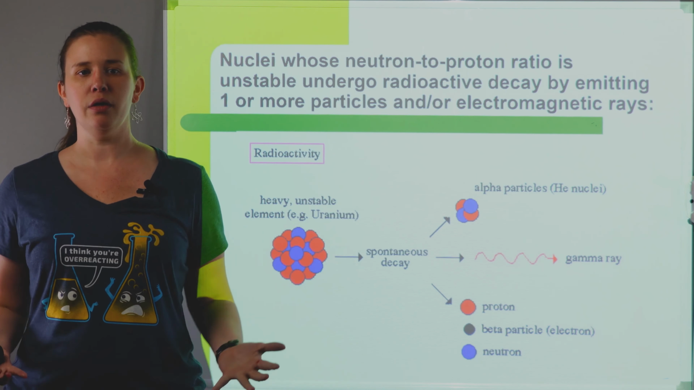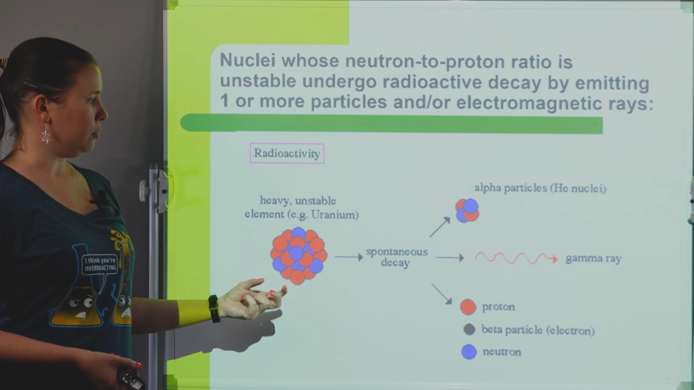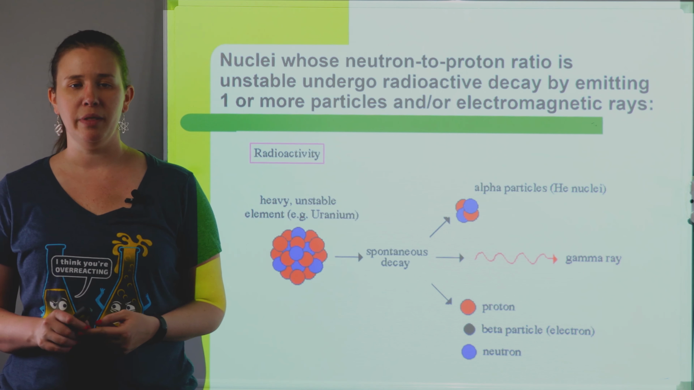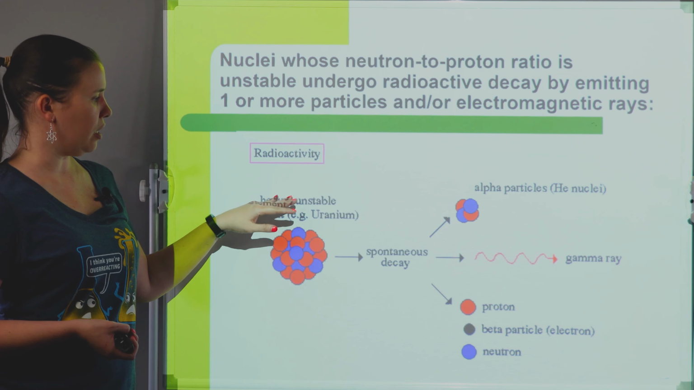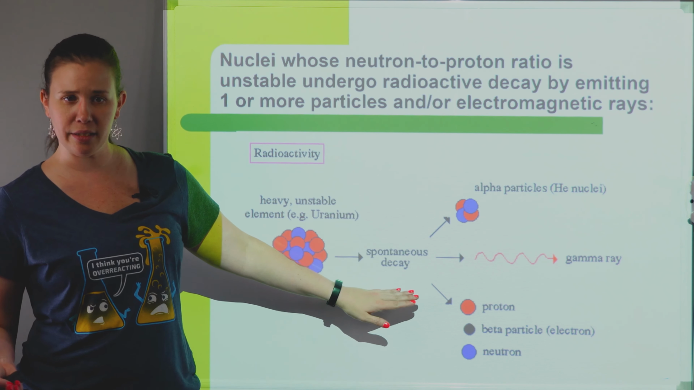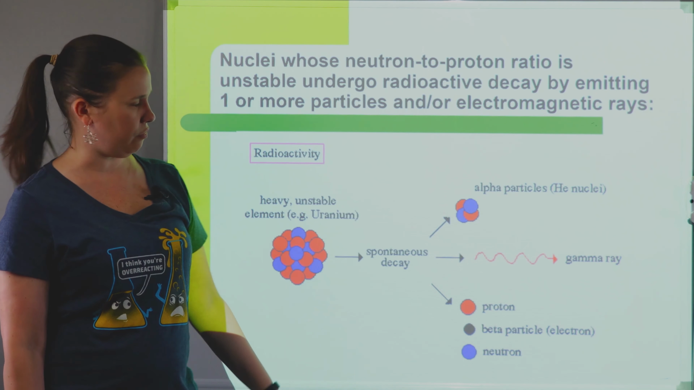All right, so what are these three types of radiation? Well, let's take a particle that's unstable. By being unstable, I mean it has the wrong proton to neutron ratio. So if that happens, the unstable element will spontaneously or automatically decay. And these are the three different things we could get from that.